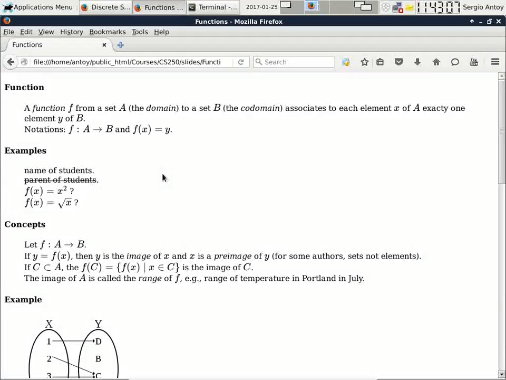So, let's take this function. f from Z to Z, and f of x is equal to x plus 19. Why don't you try to do what I just did and then tell me whether it is injective and whether it is surjective?